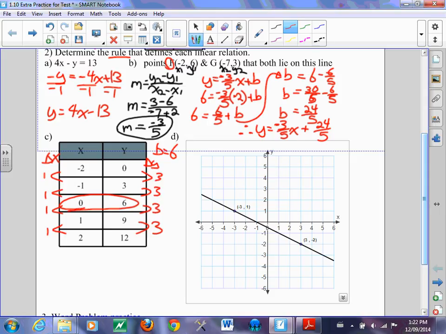So we already know b equals 6. Our slope equals, tell me the formula, delta y over delta x. So this is going to equal 3 over 1. So slope is going to equal 3. I've got my slope, got my y-intercept, and therefore y equals 3x plus 6.